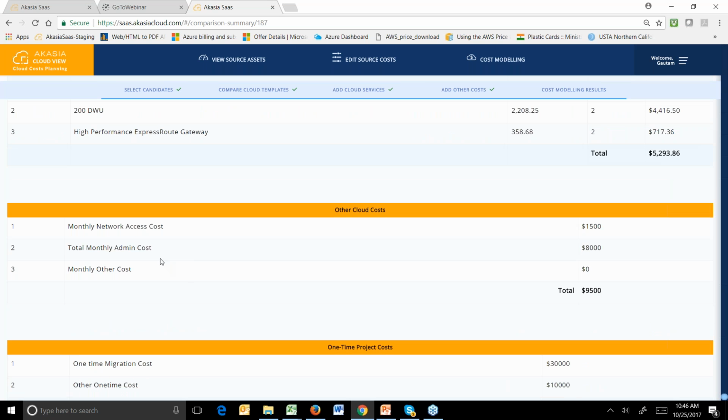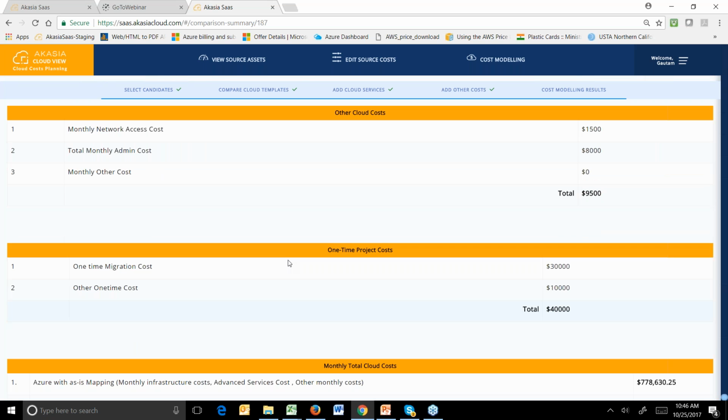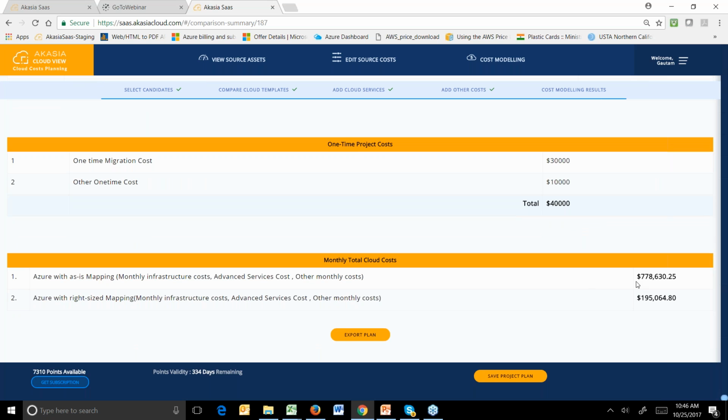And these are the additional costs that I would incur as we go along and during operations. And this is a one-time cost as well. And this is my final cost if I were to go with the recommended right-size mapping. Now at this point, I can export this into a PDF or an Excel spreadsheet, and I can save this project and come back at a later day and edit it, save it or print it, whatever I want to do.